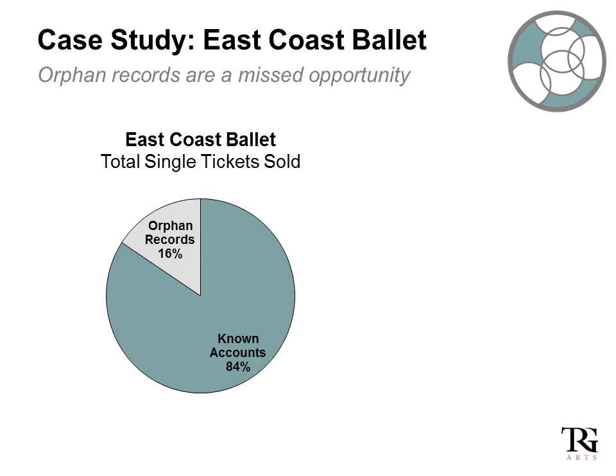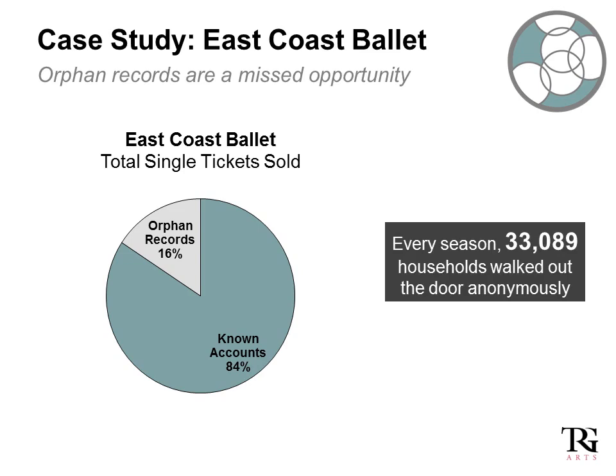Orphan records are a tragedy, and not just because stray kittens are sad and cute. It's about money. Take this example from a ballet company on the East Coast. Every season, around 16% of households walked out anonymously. For this organization, that accounted for over 33,000 records.